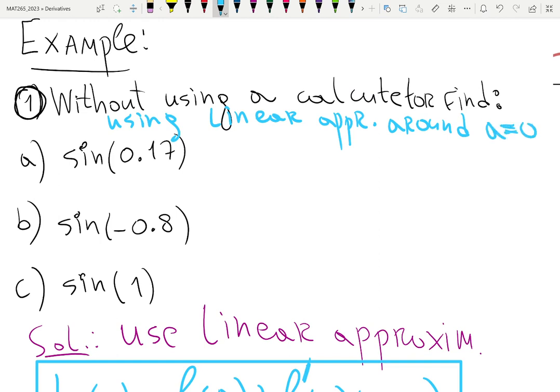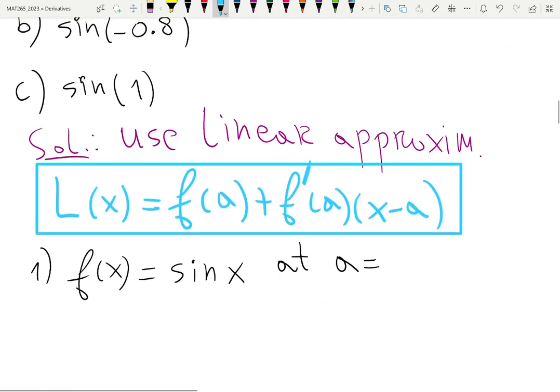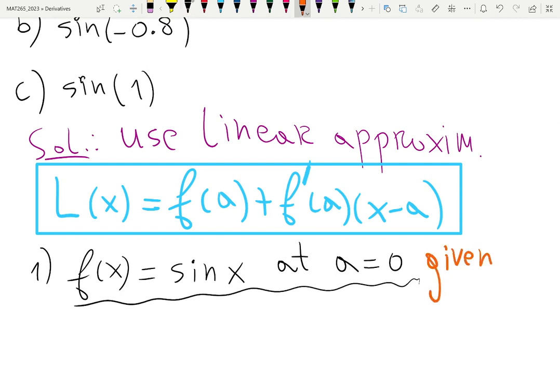I'm hesitating about this step because scientifically, this is not how it works. Scientifically, you should guess. But in this case, let me give it to you and then I'll explain that you're supposed to be, as a scientist, guessing that this is a good thing to do. Why is this a good thing to do? Sine x at 0. So all of this, let me underline, is given. This is given. Because as a scientist, you remember that sine has a very good approximation around 0.